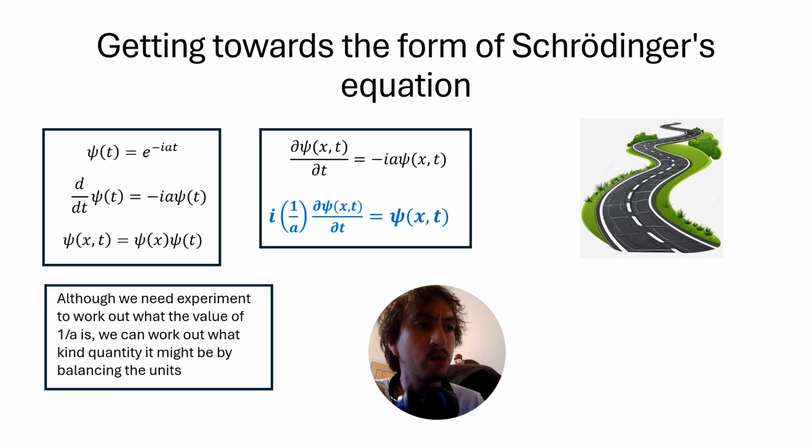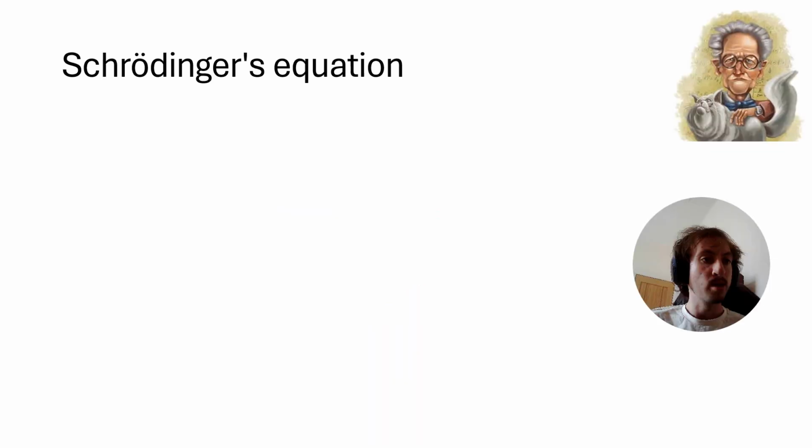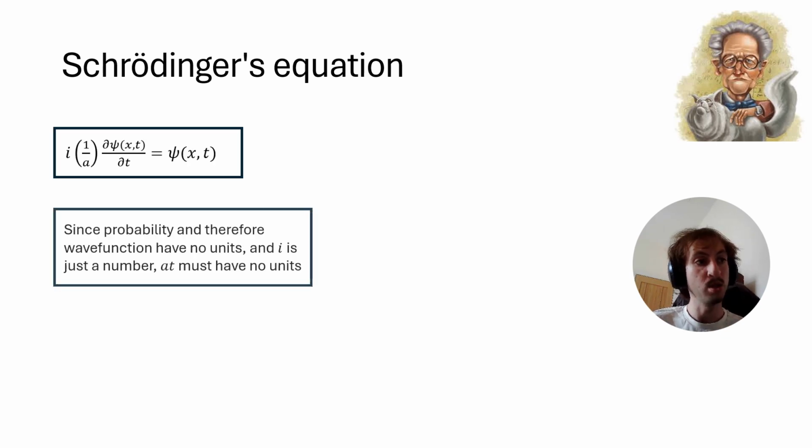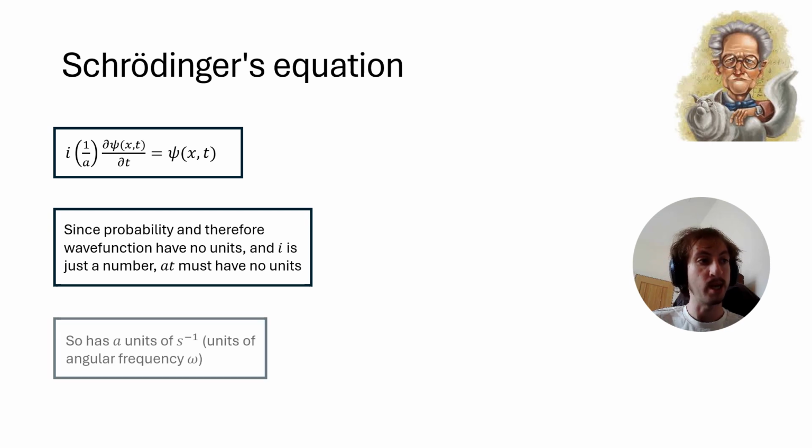And that tells us something about what A could possibly be. And it's what A could possibly be that brings in Planck's reduced constant, and therefore leads us to the final form of Schrödinger's equation. So, remember, we have this equation. We used it to justify that essentially A must have units per second. Now that's relating to some kind of frequency.